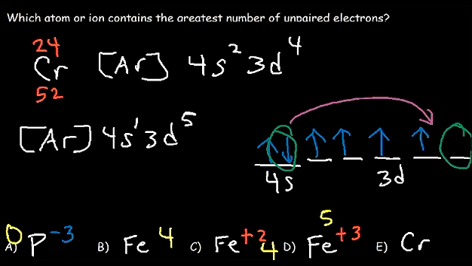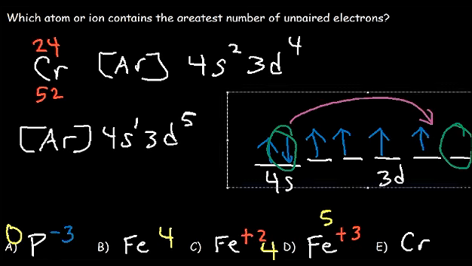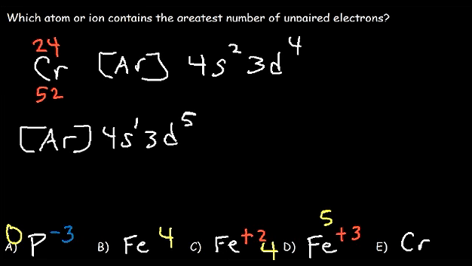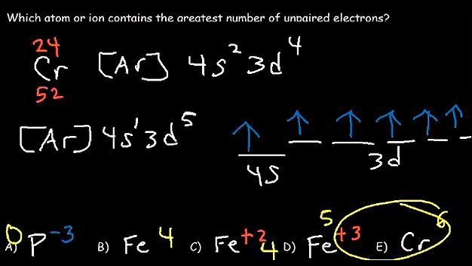So in this case, since the 3d level is very close to the 4s level, it doesn't take much effort for the electron to get there. So that's why we have this exception. The orbital energy level for chromium is going to look like this: 4s1, 3d5. Notice that we have 6 unpaired electrons. So therefore the answer is E. Chromium has the greatest number of unpaired electrons because it's an exception.